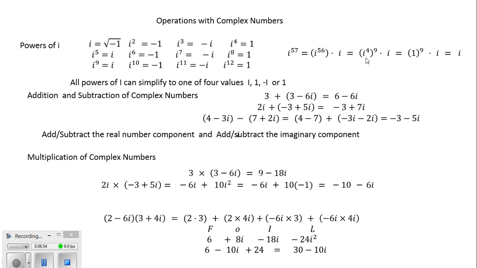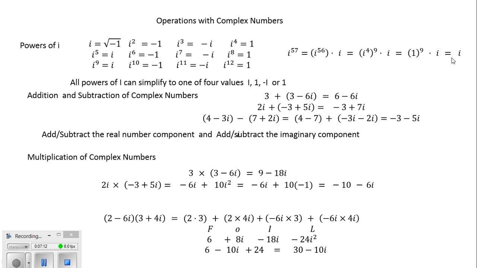I rewrite it as i to the 56 times i, which is i to the 4th to the 14th power times i. i to the 4th, we know, is 1. It's 1 to the 14th. 1 to any power is 1, times i. So that's i. That resolves to that.